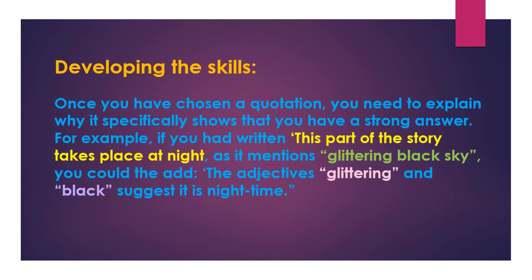This is about the quotations that we read from the selection. As you can see, there is a part where the text used a quotation. Once you have chosen a quotation, you need to explain why it specifically shows that you have a strong answer. For example, if you had written this part of the story takes place at night, as it mentions glittering black sky, you could add that the adjectives glittering and black suggest it is nighttime. So that is just one way of using quotations.